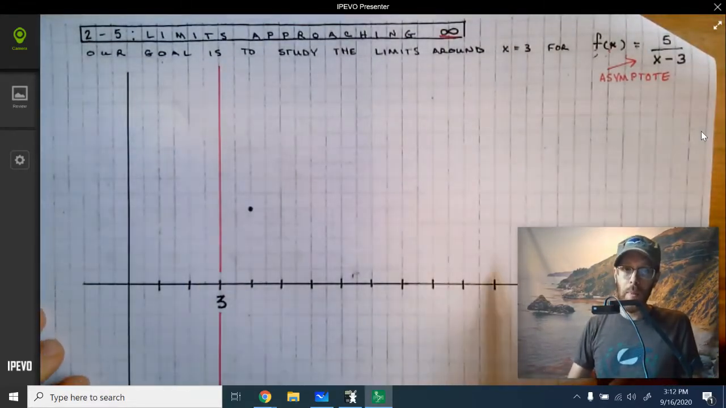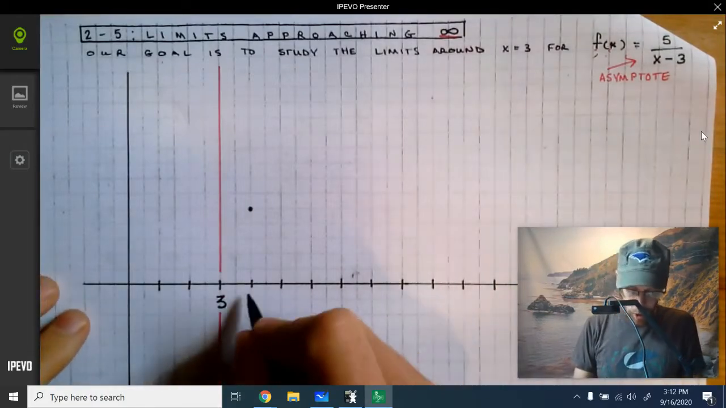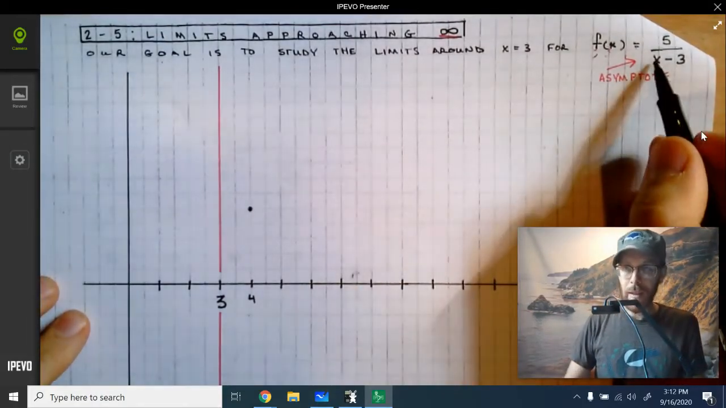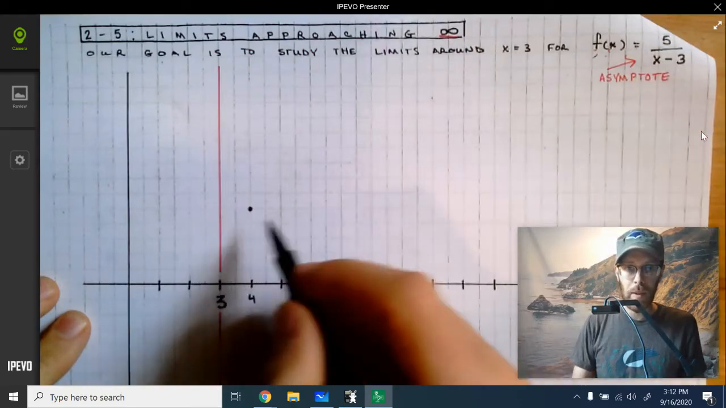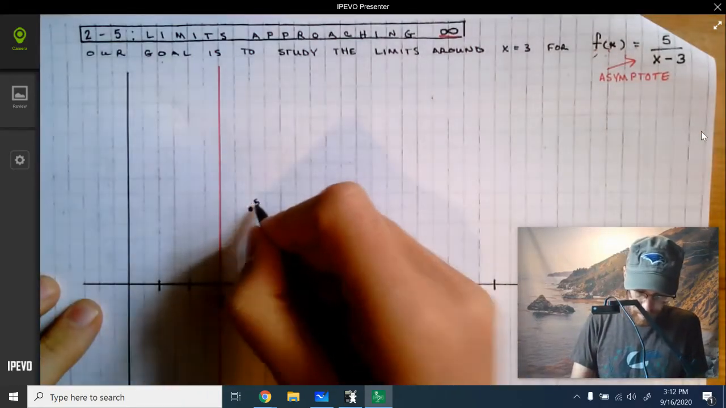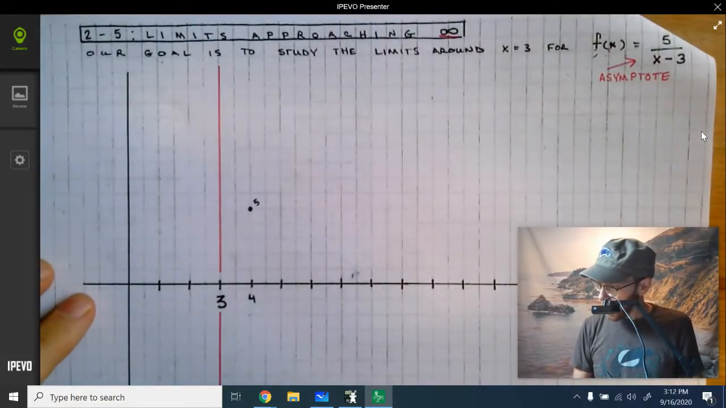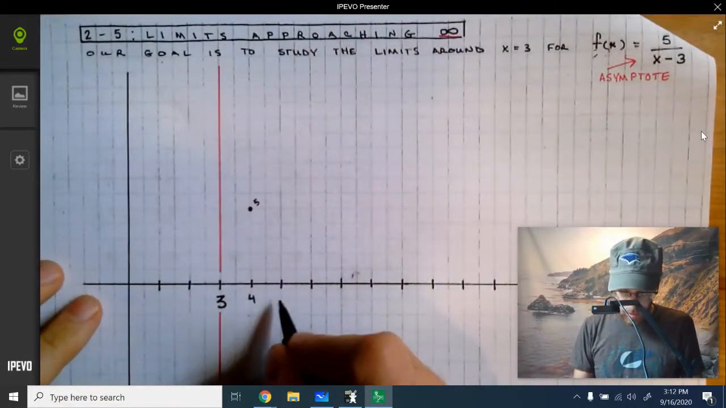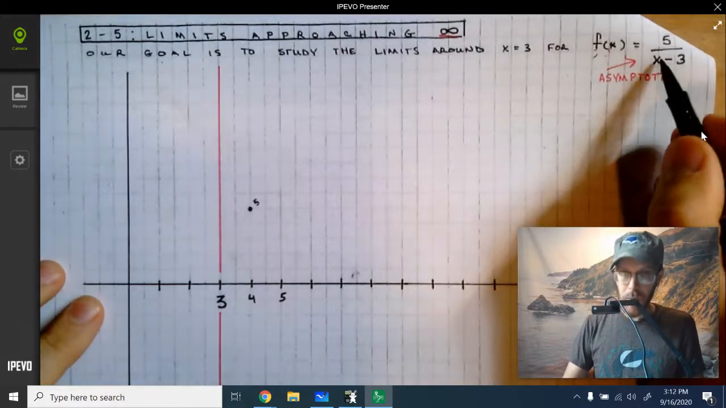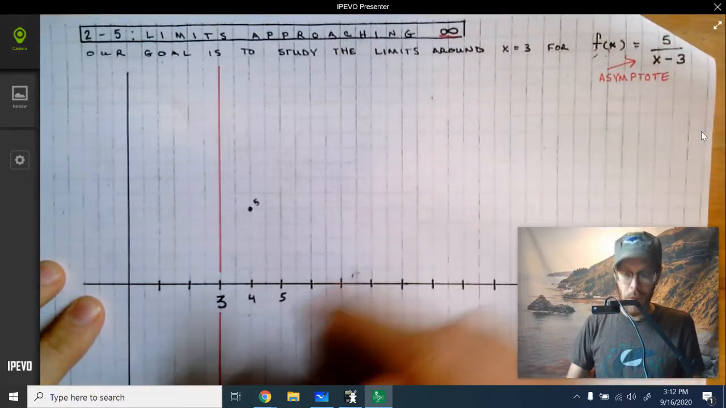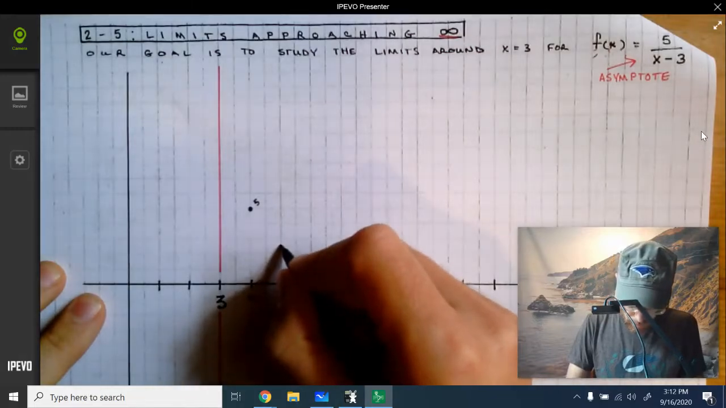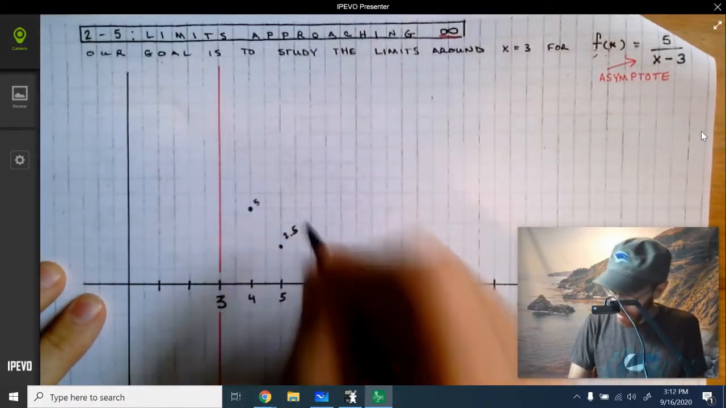Now let's get a few more points that are on the function. I'm pretty sure that if we plug in 4, 4 minus 3 is 1, 5 divided by 1 would give us 5. If we were to plug in, say, 5, we would get 5 divided by 5 minus 3, that's 5 divided by 2, that's 2.5. So 2.5 would go right here.